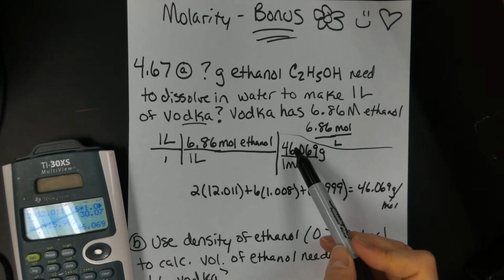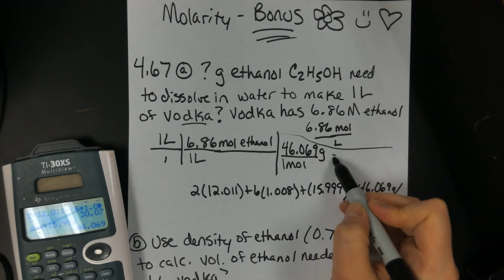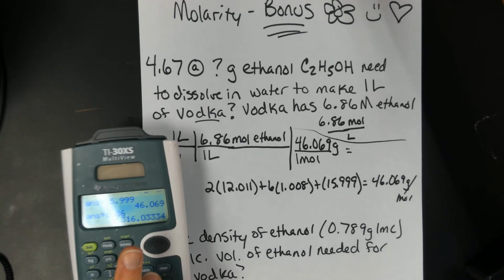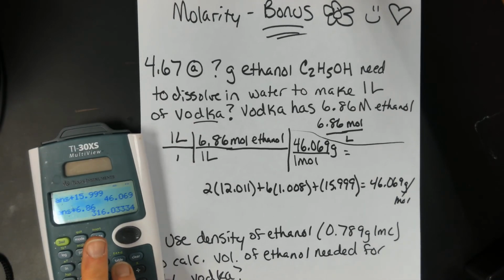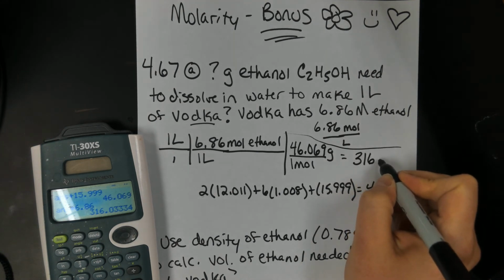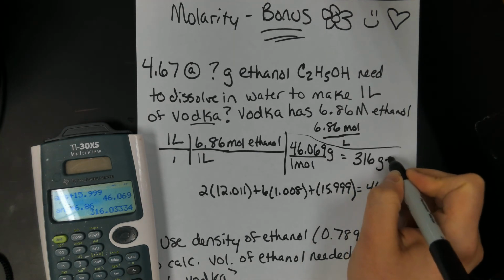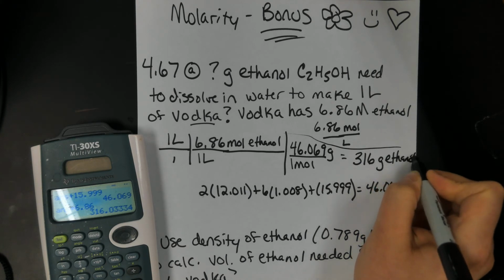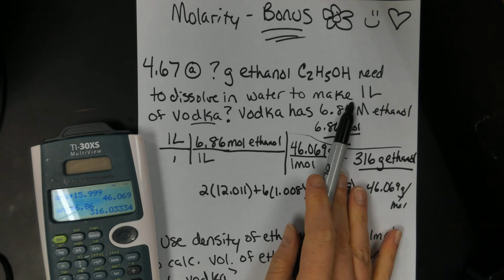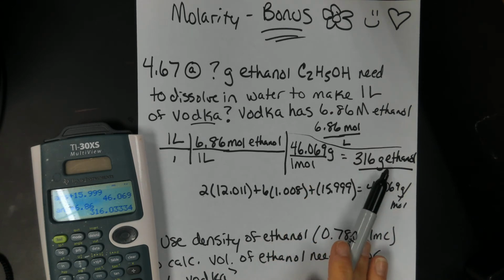So I just have to multiply these two together and I actually get grams. So that number times 6.86, I get, whoa, that's a lot, right? 316 grams. We'll say 316 grams of ethanol. So in 1 liter of vodka, you have 316 grams of ethanol.